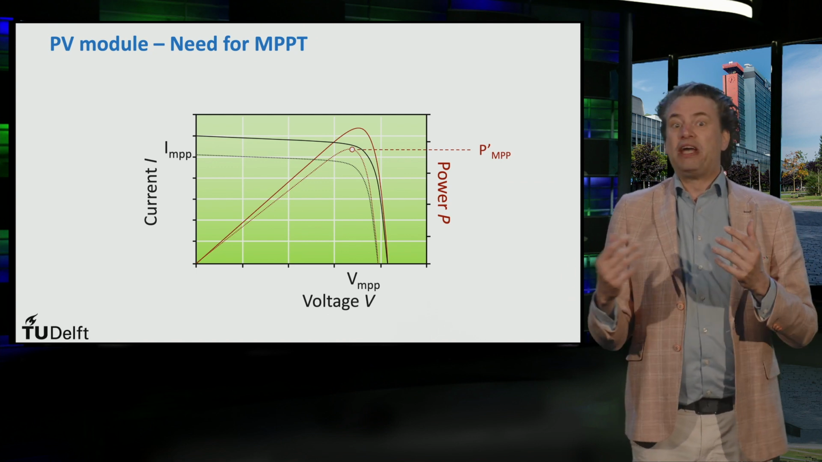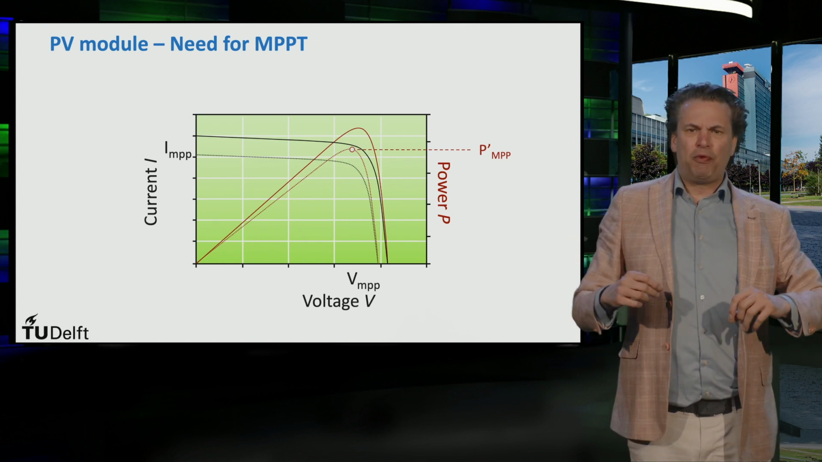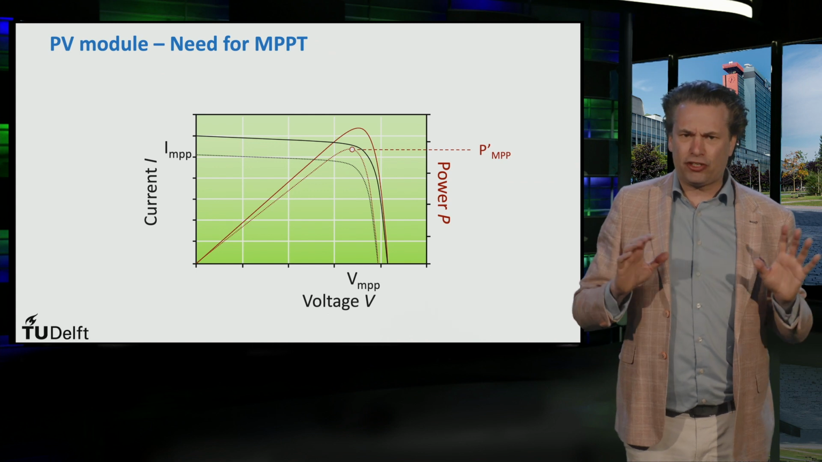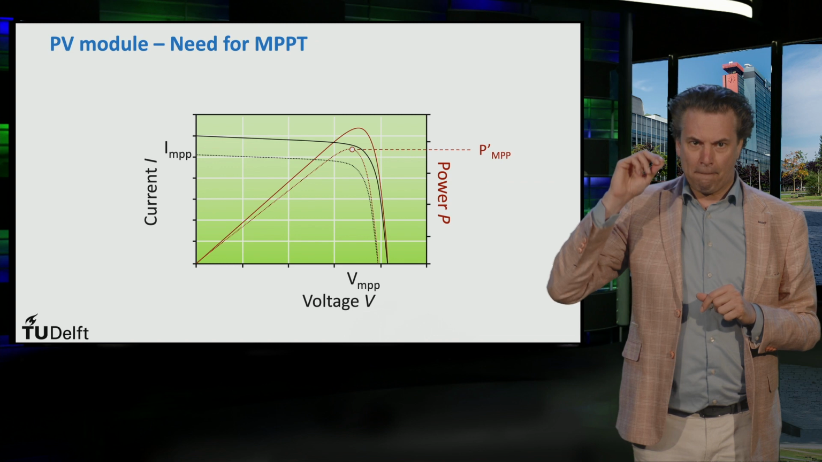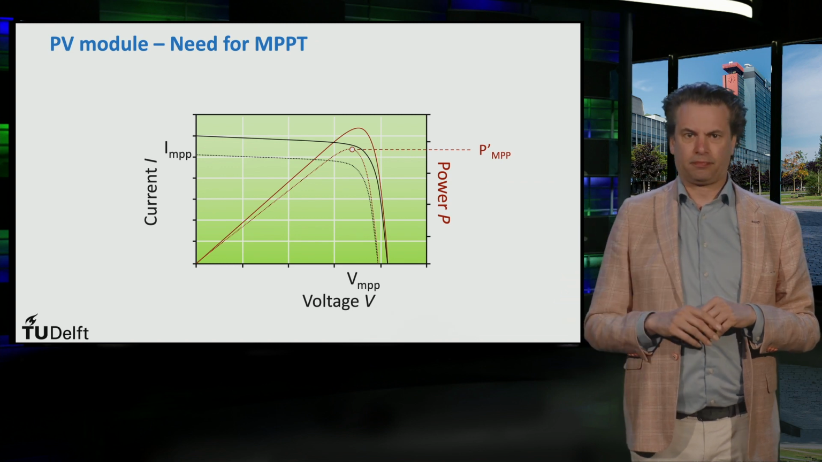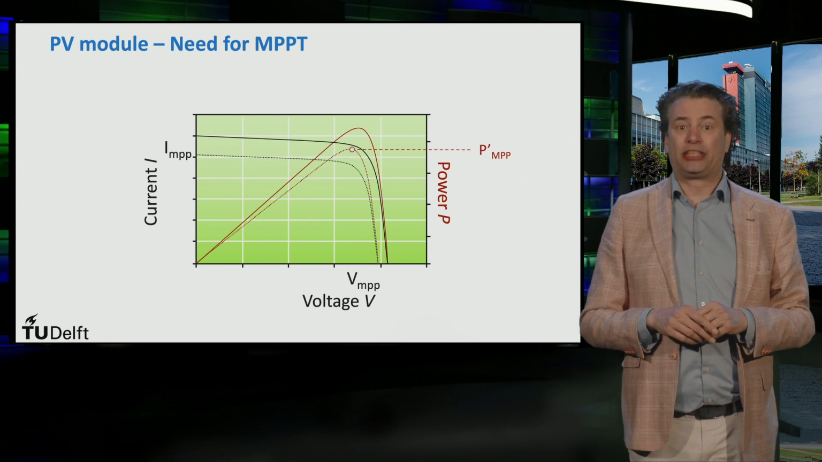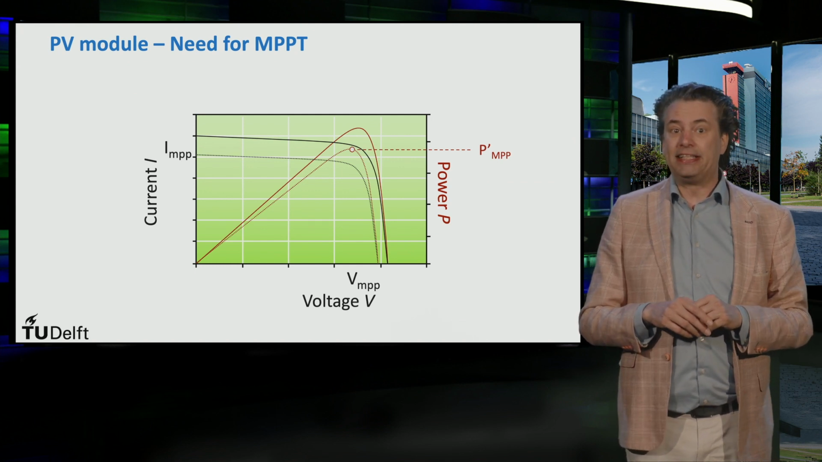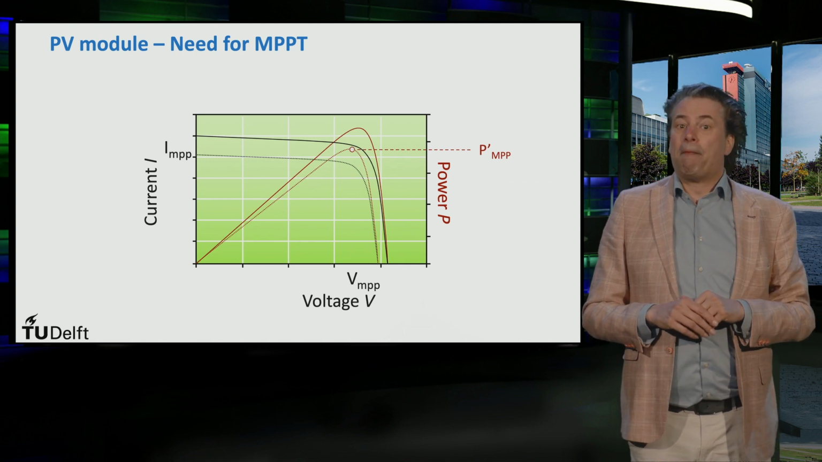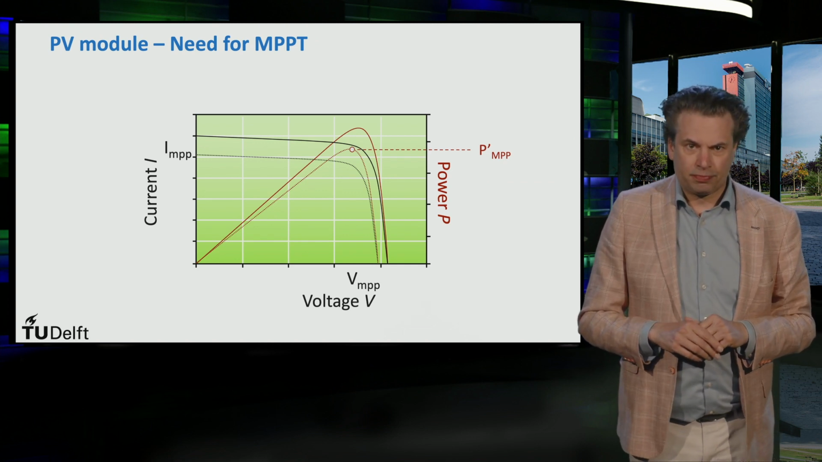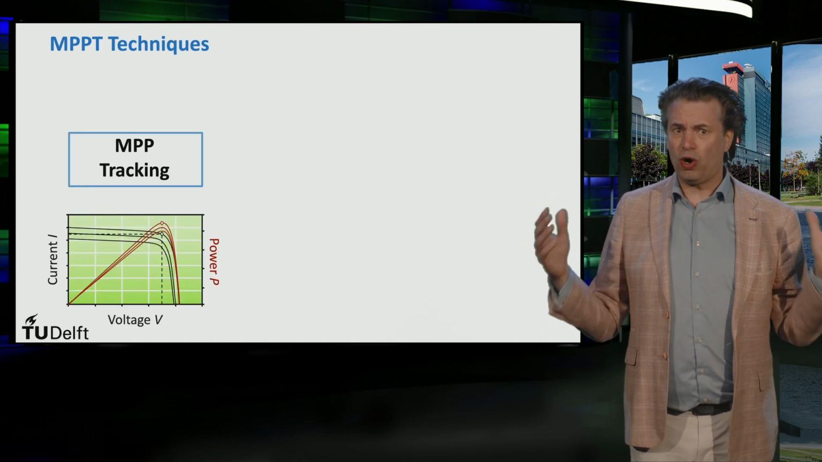Thus, to be continuously at the maximum power point at all times, we would need to track any such changes in the IV curve and find out the new maximum power point. This process is called maximum power point tracking, or MPPT, and the devices that perform this process are called maximum power point trackers. So, how do these maximum power point tracker devices work?